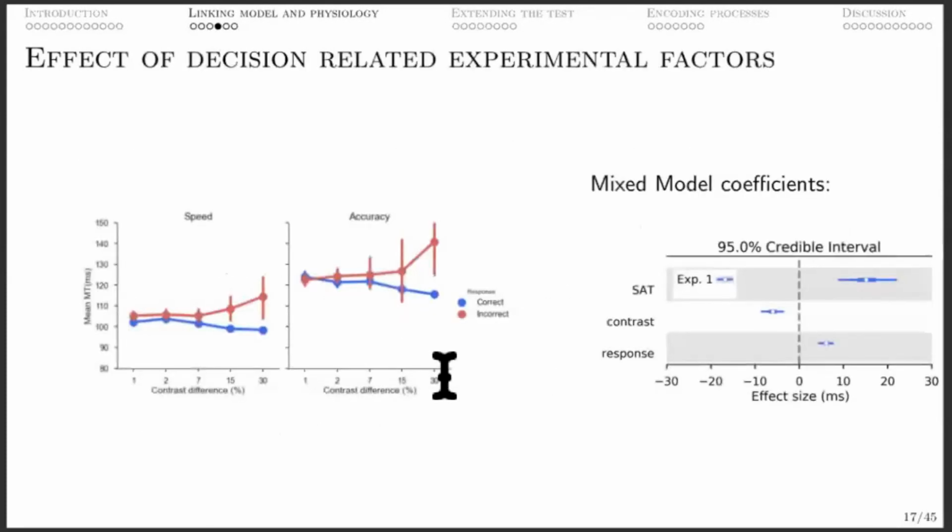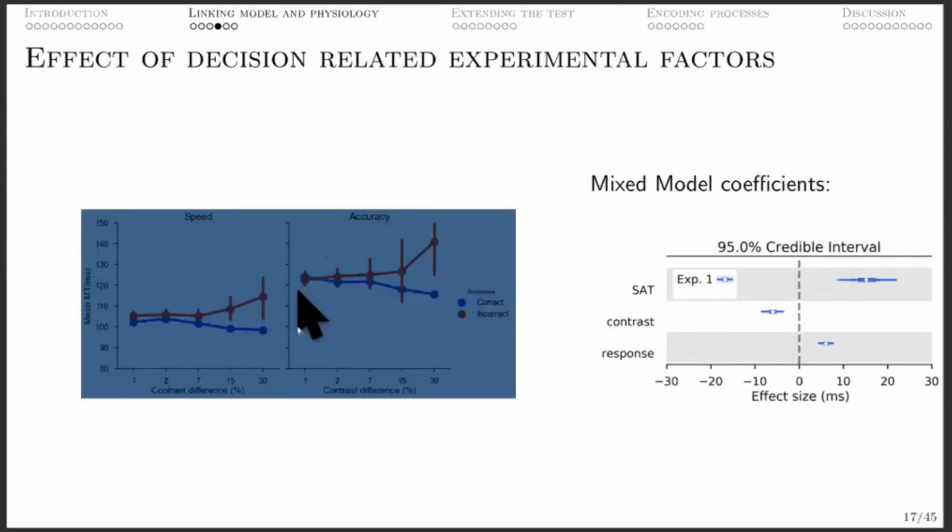For the effect of decision-related experimental factors, we first see here on the left the mean motor time. On the right, the mixed model coefficients that I will explain shortly. When you look at the mean motor time recorded for the participants, you can first look at the difference between both columns. This is the condition where we ask participants to be accurate. This is the condition where we ask them to be fast. What we observe is that the mean motor time, so the average time it takes participants to execute the response using EMG, is shorter when we ask participants to speed up. This is illustrated by the coefficients here on the right side, where you see that we have on average a 15 millisecond difference between a condition where we emphasize speed and a condition where we emphasize accuracy.